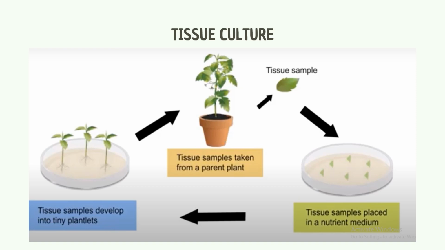Look, this is how we do the tissue culture. First, we have the tissue samples taken from a parent plant. We need to take some tissue samples from the parent plant, and then the tissue samples are placed in a nutrient medium. Look, by using a petri dish, the tissue samples develop into tiny plantlets. Look, the tissue sample grows, and then it will be a plant.